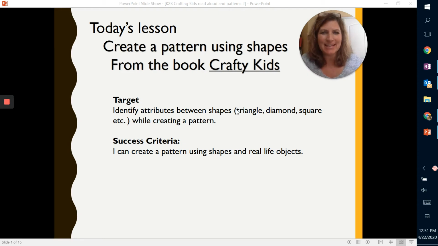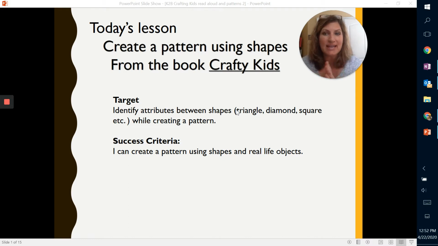Everyone, today's lesson is a carryover from the story that you read, The Crafty Kids. We're going to create a pattern using shapes from the book Crafty Kids. Now, you guys read that story. I encourage you to go back and mute the sound on it and reread that story to practice your sight words and those new words that were introduced to you.